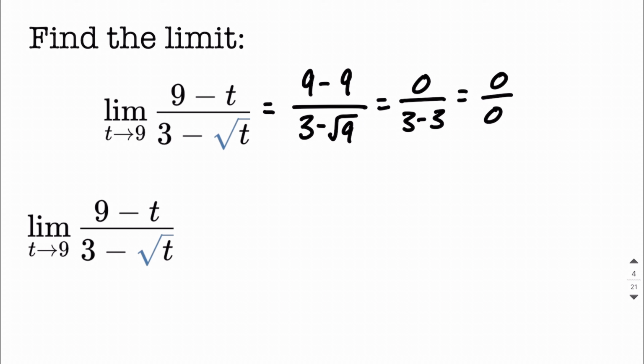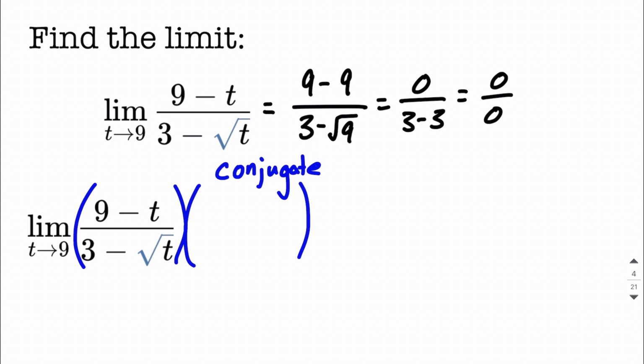And how we're going to continue is we notice that we have that square root in the denominator. That's pointing us towards multiplying by what we call the conjugate of the denominator. So we're going to multiply both numerator and denominator by the conjugate of the denominator. What that means is you use the same 3 and the square root of t. But because we had a subtraction sign in the initial denominator, we want to use an addition sign in between these two terms for its conjugate.